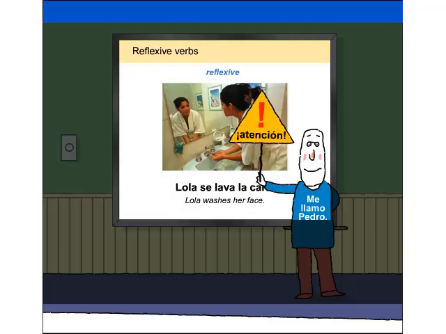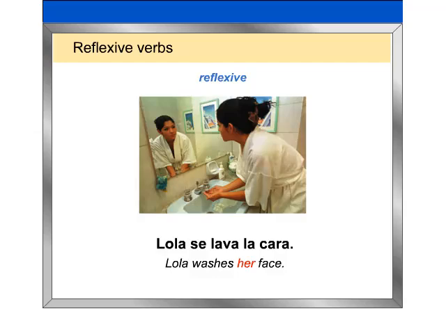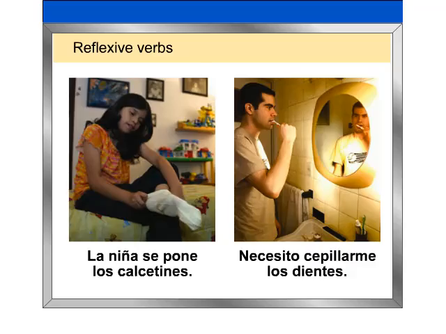Atención! Did you notice the sentence, Lola se lava la cara, means Lola washes her face in English? In Spanish, parts of the body or clothing are generally not referred to with possessives, but with the definite article. Look at these examples. La niña se pone los calcetines. Necesito cepillarme los dientes.